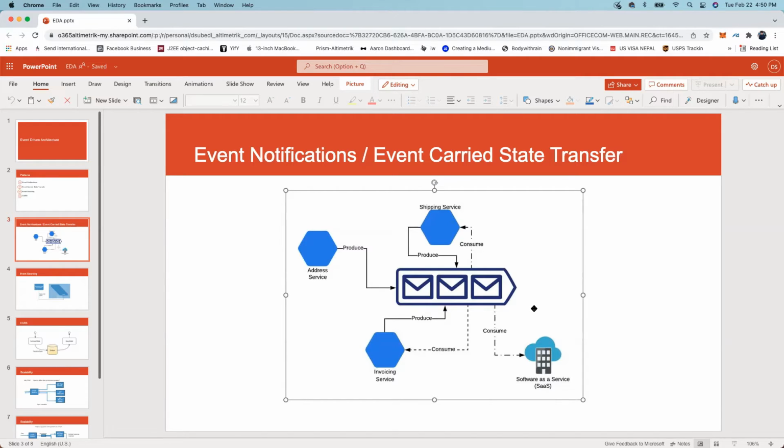But the pattern, or basically the flow that I just explained, of adding additional payload into the event, is the second pattern that I actually wanted to discuss, which is event-carried state transfer.